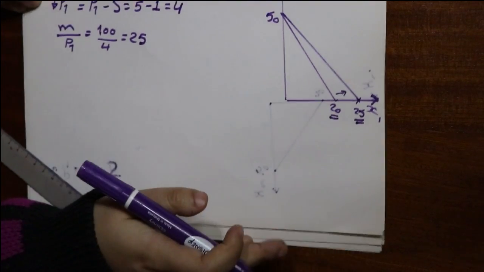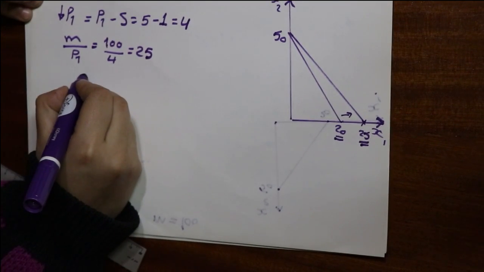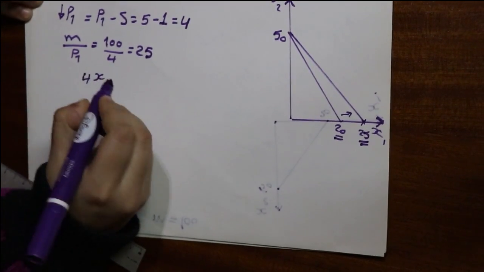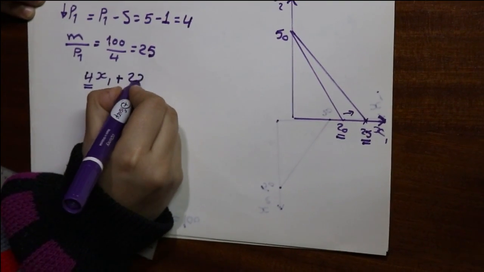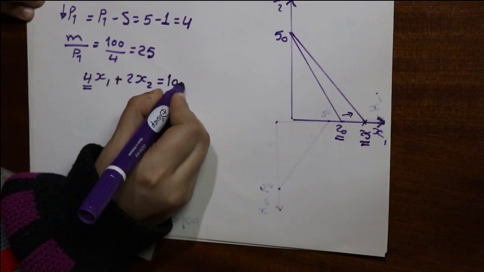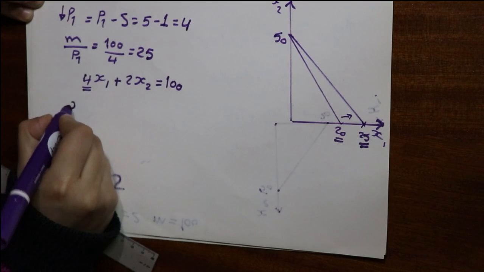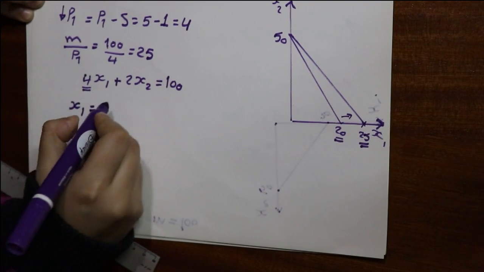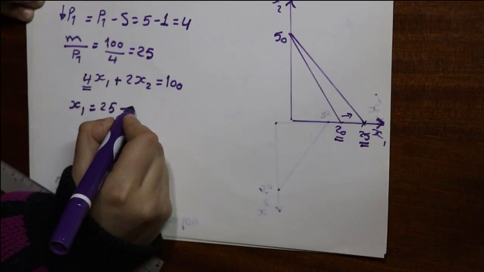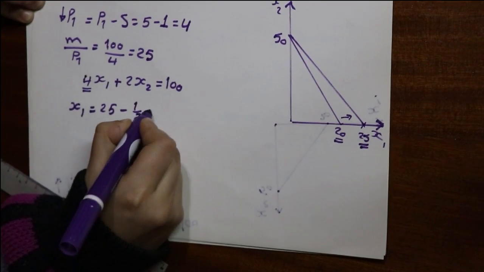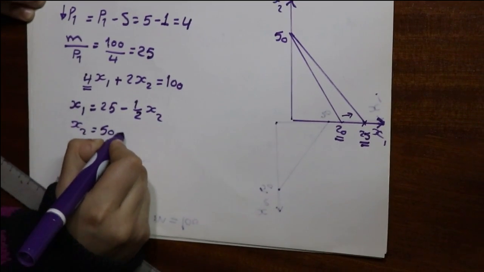And we will derive the budget constraint equation, which will be 4x1, for the new price of x1, plus 2x2 equals 100. And derive the two equations of the budget line. x1 will equal 25 minus half x2. x2 will equal 50 minus 2x1.